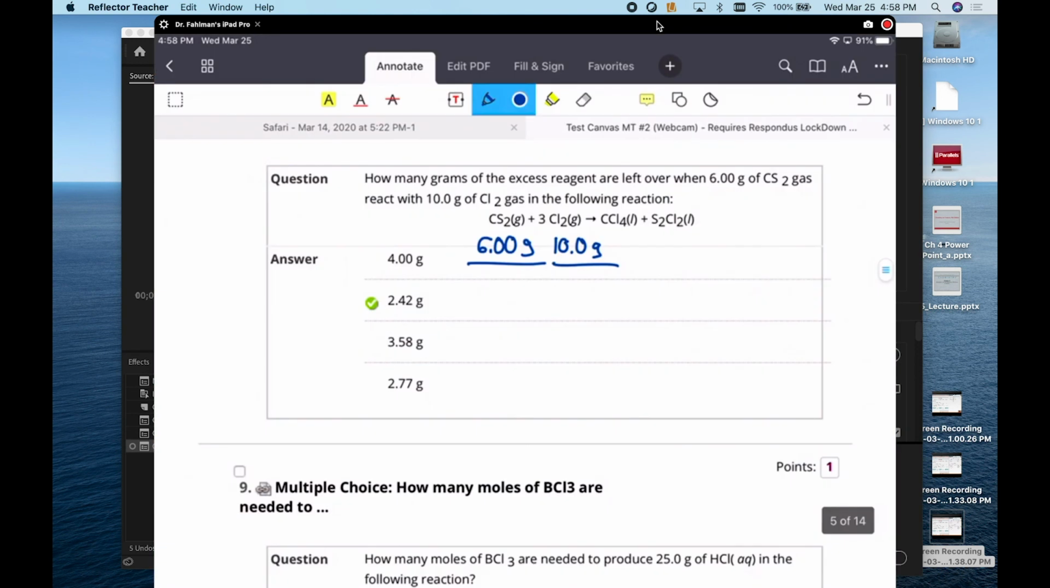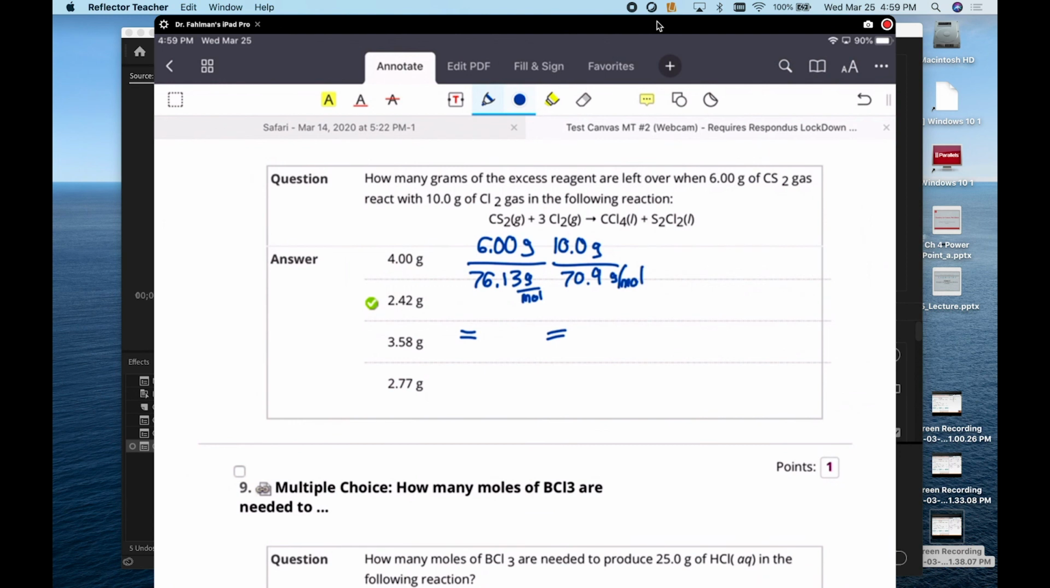32.06 and 12, whoops, times 2 plus 12.01. So that's divided by 76.13 grams per mole. And then chlorine is 35.45 times 2 is 70.9 grams per mole.